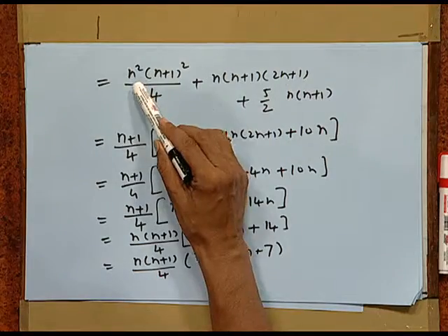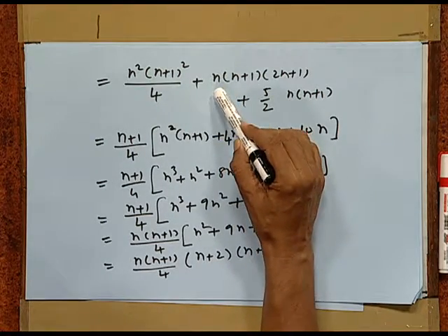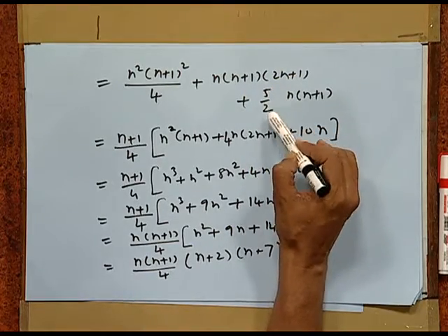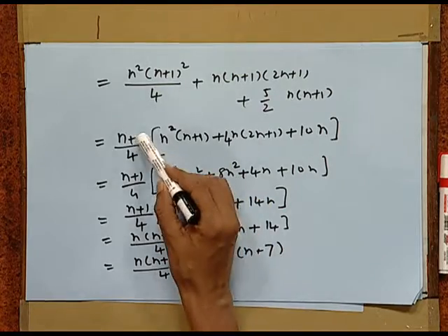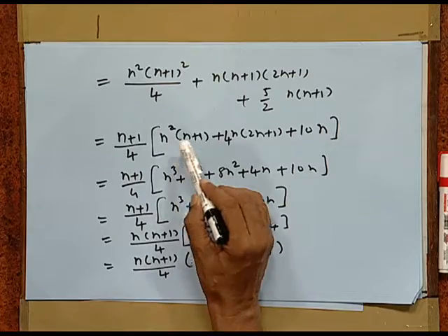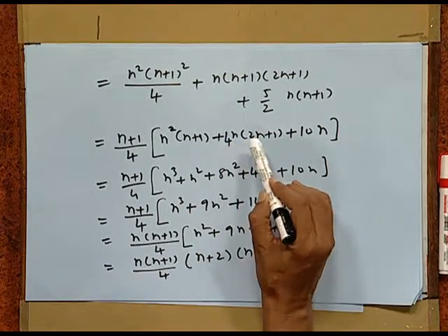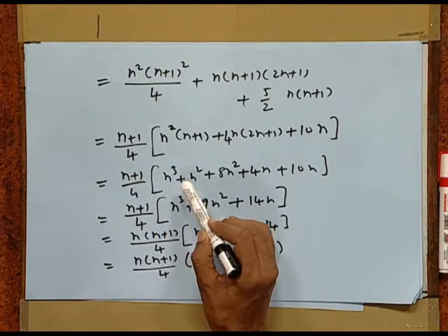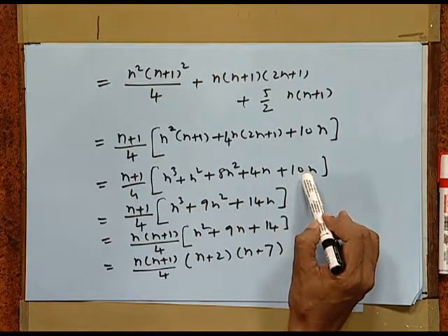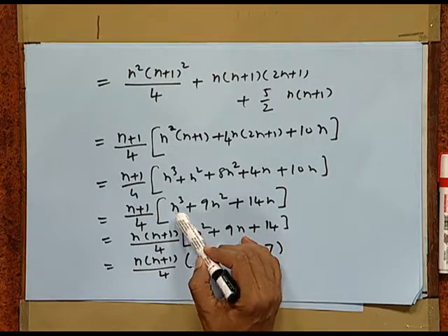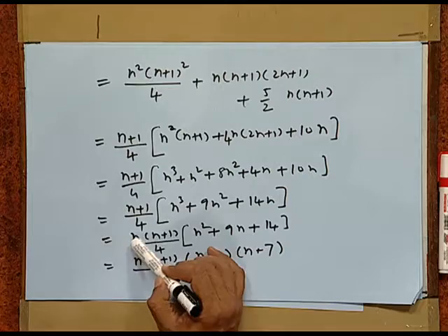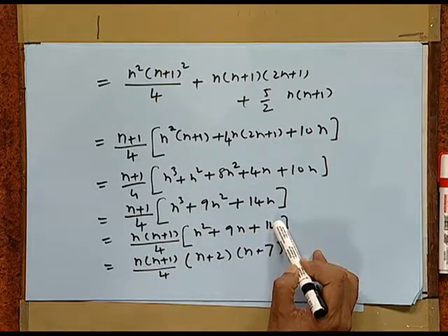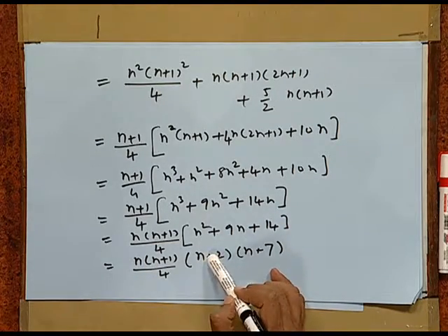This equals n square times n plus 1 whole square by 4 plus n times n plus 1 times 2 n plus 1 plus 5 by 2 times n plus 1. Now, n plus 1 upon 4 is common. So, we get n square times n plus 1, 4 n times 2 n plus 1, then 10 times n, which equals n plus 1 by 4 times n cube plus n square plus 8 n square plus 4 n plus 10 n, equals n plus 1 by 4 times n cube plus 9 n square plus 14 n, that equals n times n plus 1 by 4 times n square plus 9 n plus 14, which equals n times n plus 1 times n plus 2 times n plus 7 upon 4. Now, this gives the final answer for the sum of the given series.